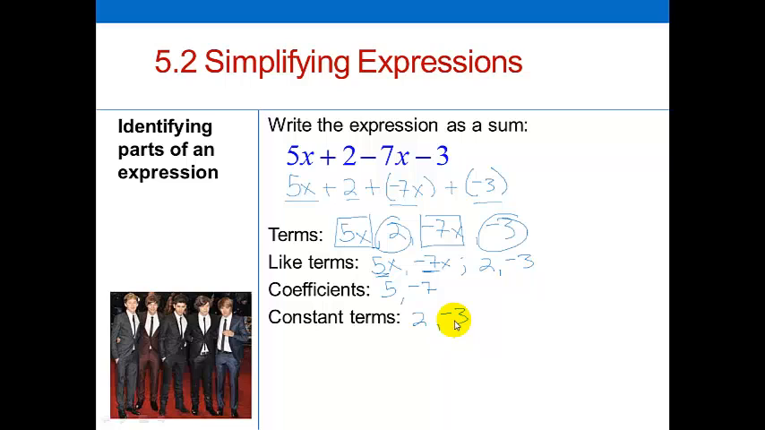Okay, so that's part of the process, is just identifying these vocabulary words, what our like terms are, what our coefficients are, and what the constant terms are. And Miss Peterson likes to call this circles and squares. So she'll put squares around terms that have the same outfit, so to speak, and then circles with the other terms that have the same outfit.